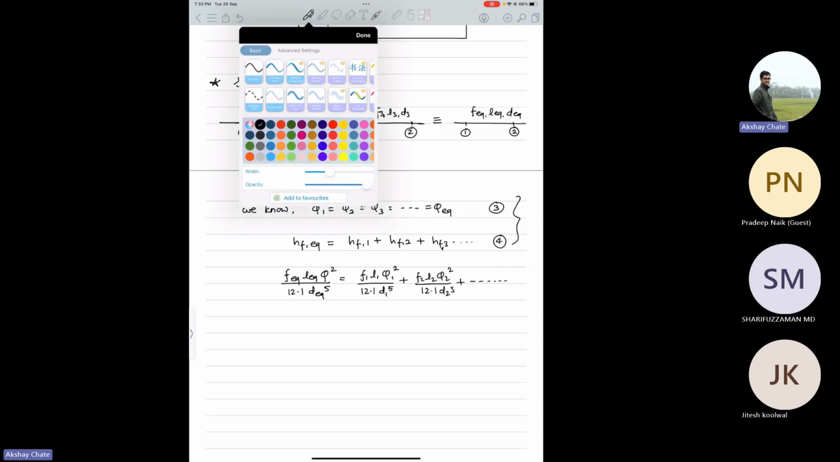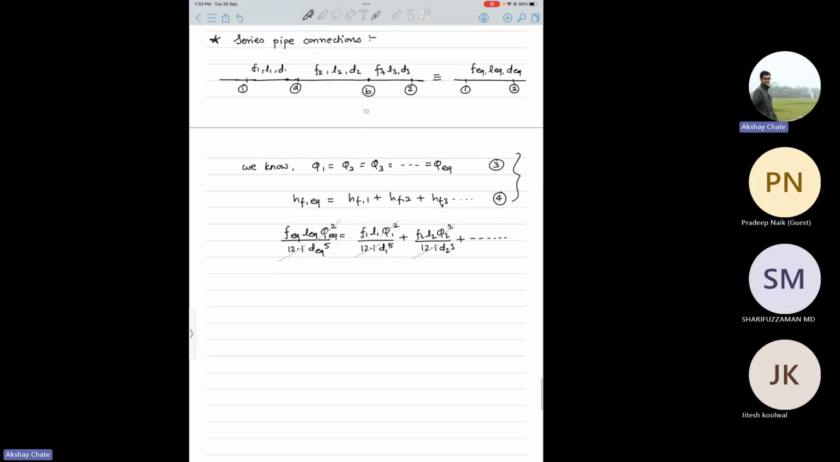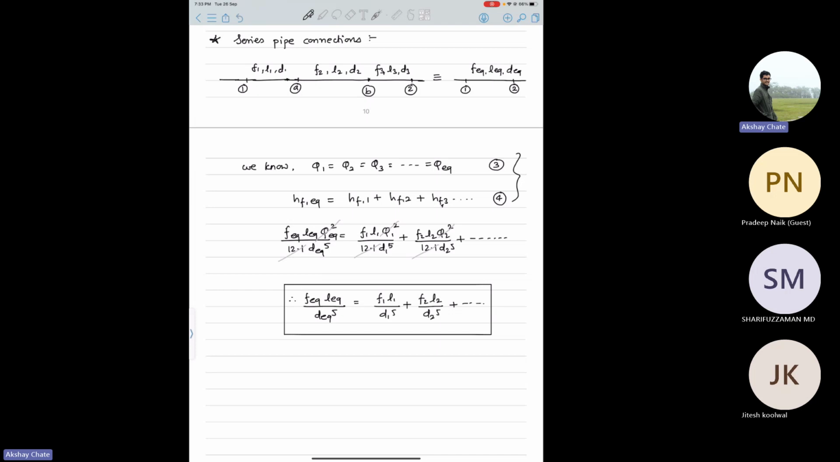So now this constant goes because it's constant in all of them. Q1, Q2, Q3 are the same, as I highlighted in equation number 3, so that also goes. Here it should be Q equivalent, but anyway, it gets cancelled. So basically what you are left with is f equivalent L equivalent over D equivalent to the power 5 is f1 L1 over D1 to the power 5 plus f2 L2 over D2 to the power 5 and so on, for however many pipes there are in the series connection. So this is the general formula.